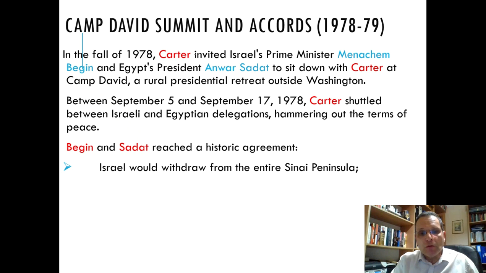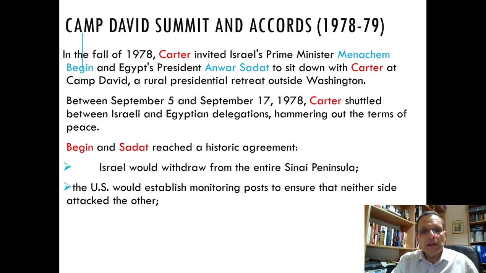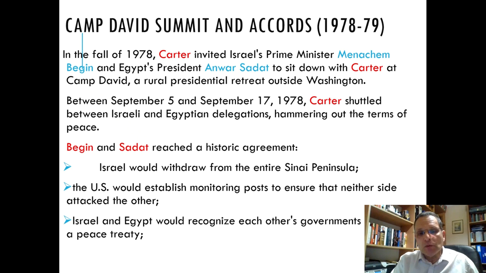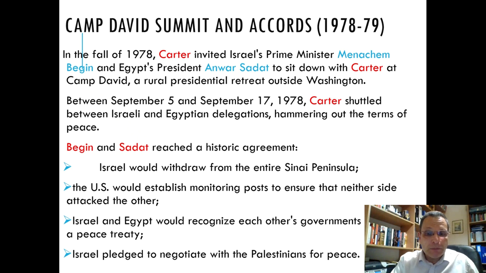Israel would withdraw from the entire Sinai Peninsula, the United States would establish monitoring posts to ensure that neither side attacked the other. Israel and Egypt would recognize each other's governments and sign a peace treaty, and Israel pledged to negotiate with the Palestinians for peace.